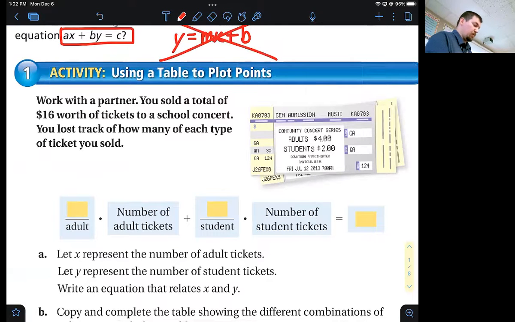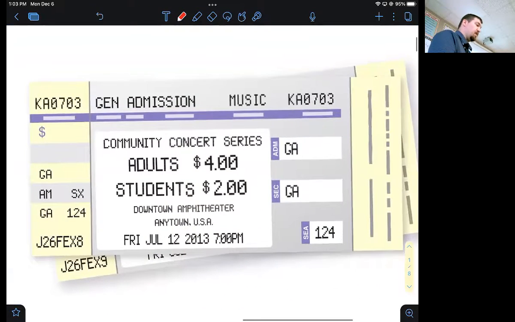So this problem says, work with a partner. We're not going to do that. Work with me, even better. You sold a total of $16 worth of tickets to a school concert. You lost track of how many of each type of ticket you sold, though. It looks like, according to the tickets, that each of the adult tickets cost $4 and student tickets cost $2.